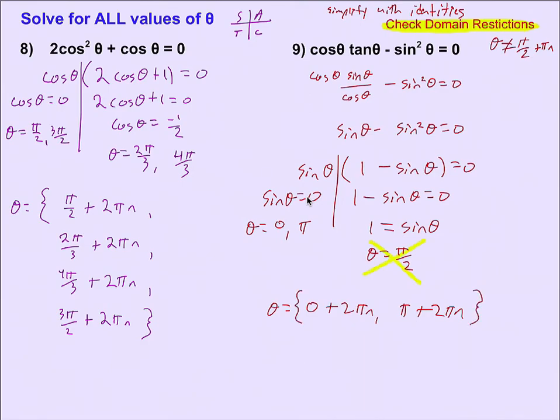And it's fine if you leave your answers like that. It's also fine if you take a look at that and say, wait a minute. If I were to make that list, 0, pi, and then repeating every 2 pi, so 0 plus 2 pi, pi plus 2 pi, 0 plus another 2 pi, pi plus another 2 pi, you might notice this pattern. Oh, it's 0, pi, 2 pi, 3 pi. I could also write that as just pi n.